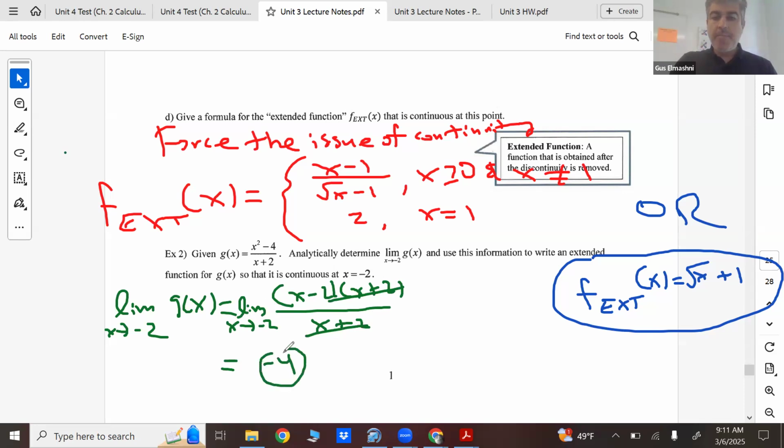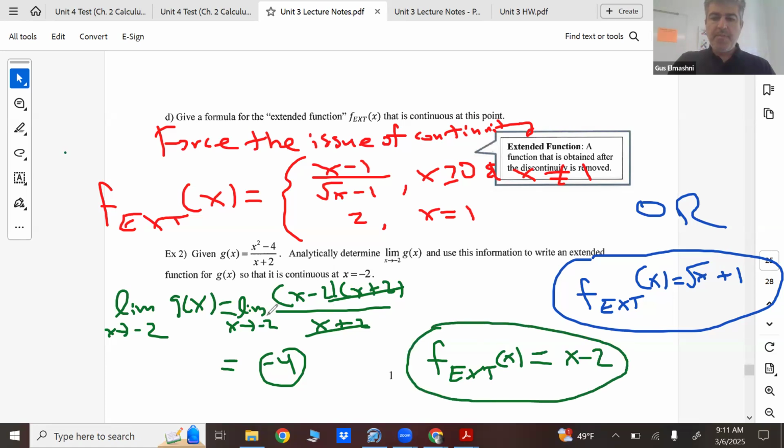You agree with that, right? We're cool with that? So how would I write your extended function? You can write it like this. Just x minus 2, straight up. You don't have to write it as a piecewise function if you don't want to. You can, I don't care. But that would be the extended function, because that's not truly what we have.